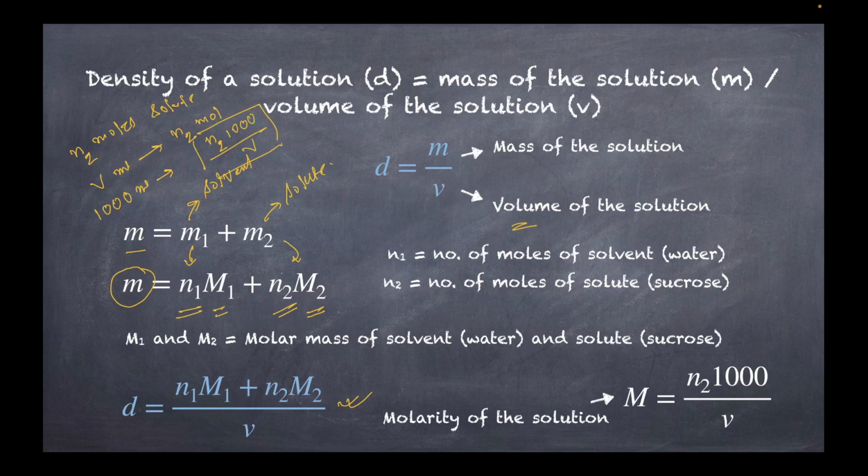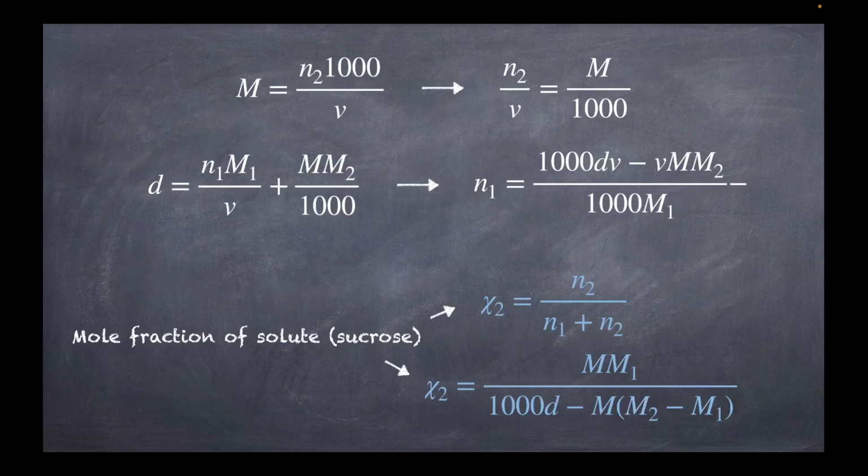So this is the number of moles of sucrose present in our solution in 1000 ml, that means the molarity of our solution. So molarity is expressed as the number of moles present in 1000 ml of our solution. So this will be equal to our molarity of our solution. Let's say it is capital M. So molarity of our solution, capital M, will be equal to just n2 times 1000 divided by V. So the capital M is n2 times 1000 divided by V.